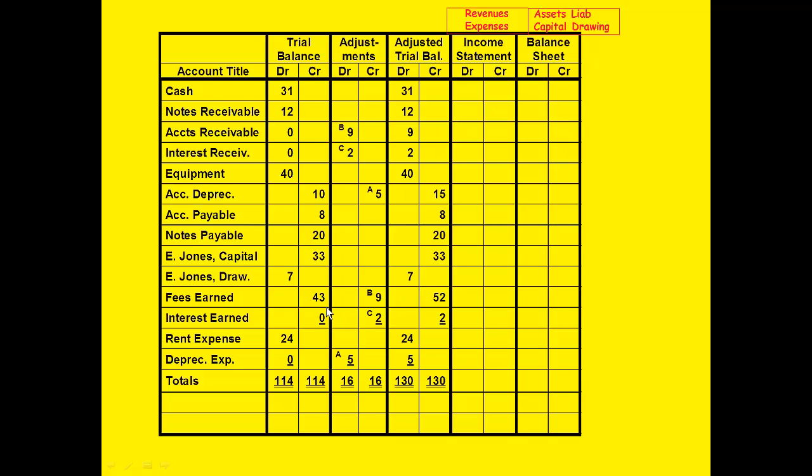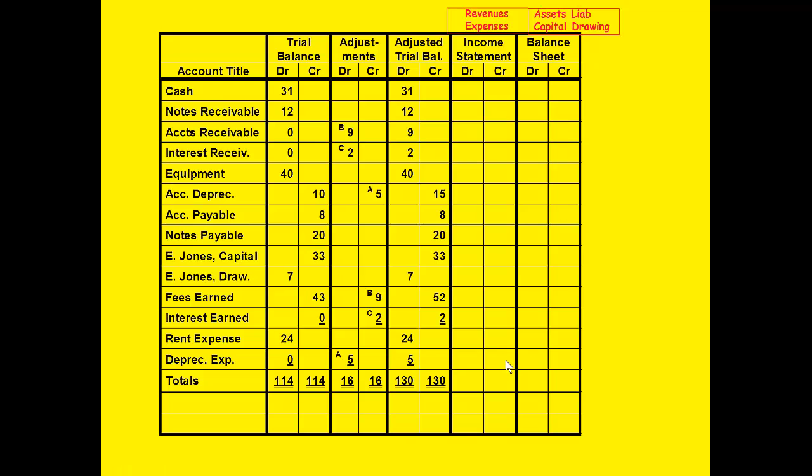Fees earned had a credit of 43. Made a credit entry of 9. Gives me a new credit balance of 52. Interest earned, a balance of 0, a credit of 2, gives me a new balance of 2 credit. Rent expense, 24 debit, didn't change. Depreciation expense was 0. A $5 debit gives me a $5 debit balance. I stop, I add up my debits and my credits, and I come up with 130.